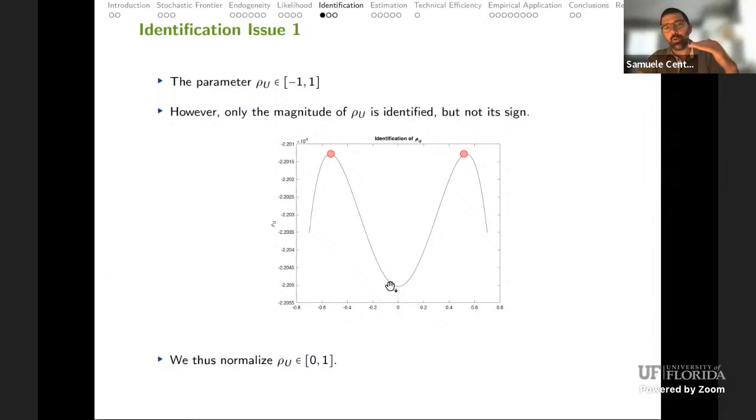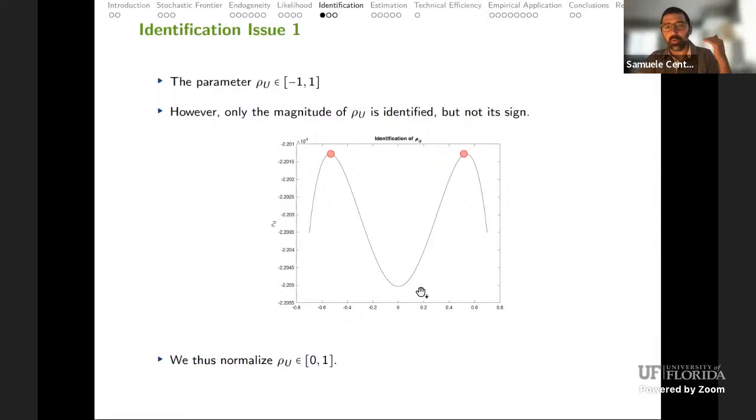So the score for rho u at 0, even if the true value is 0.5, is going to be equal to 0. And actually, something that we show is that it's not just 0 for some values, it's going to be 0 for any value of the other parameters. So for whatever value you set all the other parameters, the score for rho u equal to 0 is always going to be 0.